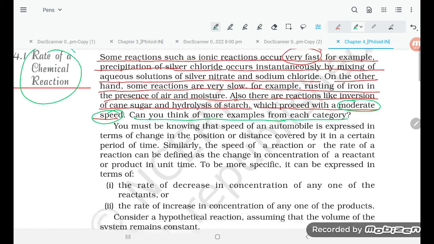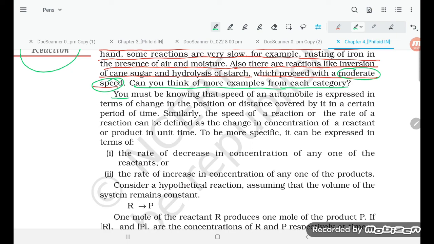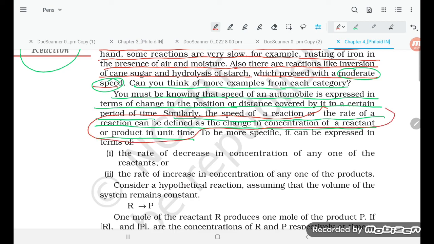Okay, let's try to understand the next part. You must know that the speed of an automobile is expressed in terms of the change in position, the distance covered by it in a certain period of time. Similarly, the speed of a reaction or the rate of a reaction can be defined as the change in concentration of the reactant or the product in unit time.